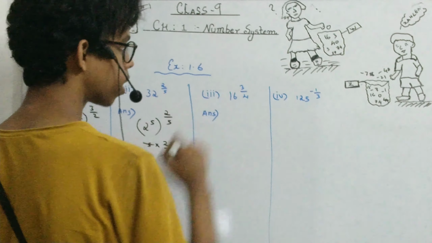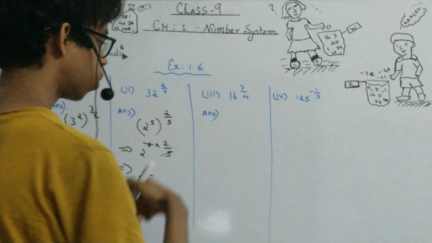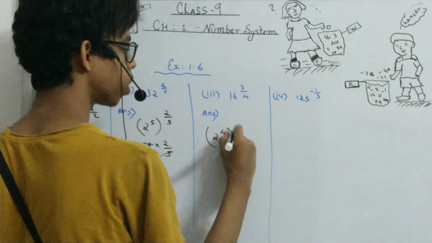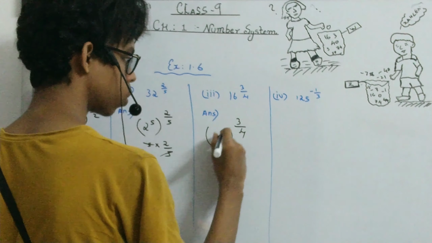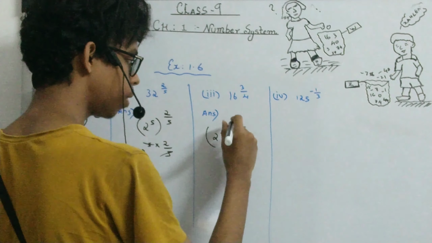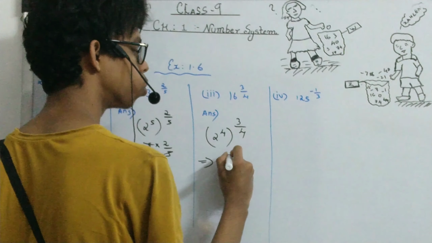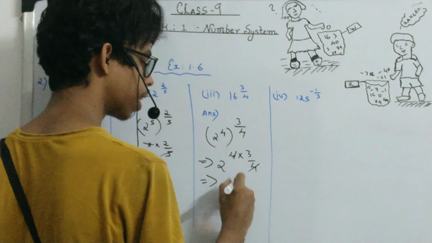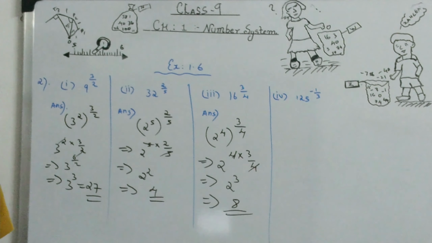Now the next one is 16 raised to 3 by 4. So the denominator is 4. So we have to write something raised to 4. So we know 2 raised to 4 is what? 16. So 2 raised to 4, the whole raised to 3 by 4. So I can write it like this: a raised to m, the whole raised to n, is equal to a raised to m into n. So I can write it as 2 raised to 4 into 3 by 4. This 4 and this 4 cancel. I will get the answer as 2 cube, which is equal to 8. Okay, I hope I am clear.